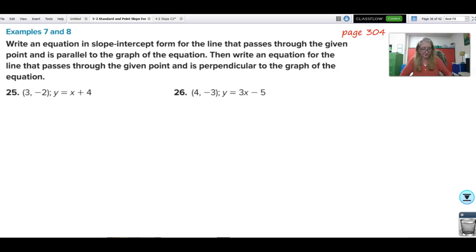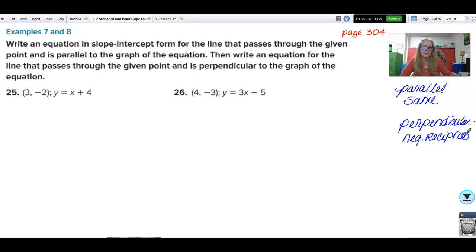So, to review, I need to remind you that parallel lines have the same slope. And perpendicular lines, I'm not going to be able to fit that whole word on there, am I? Oh, I got it. Have negative reciprocal slopes. Negative reciprocal slopes.